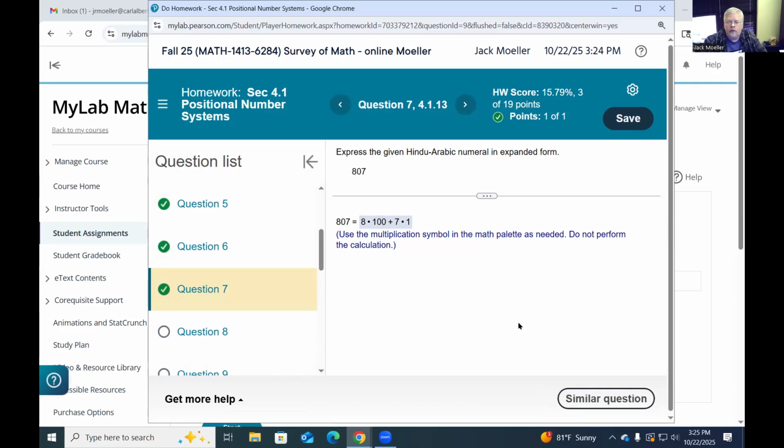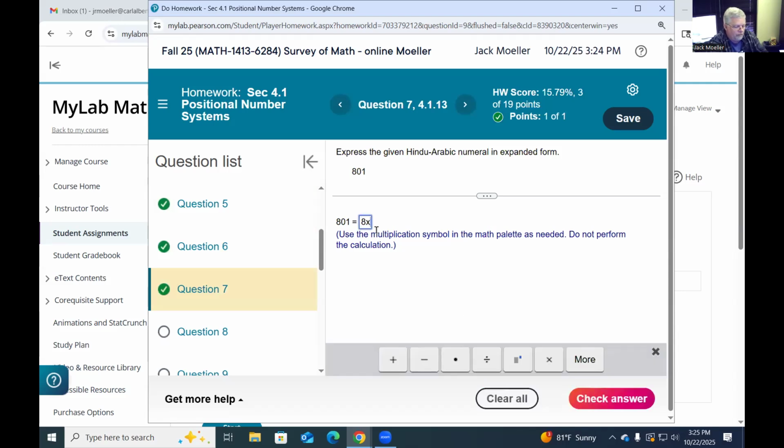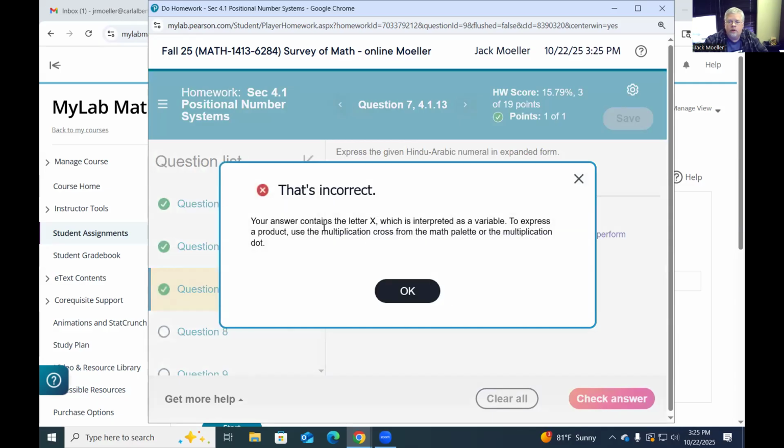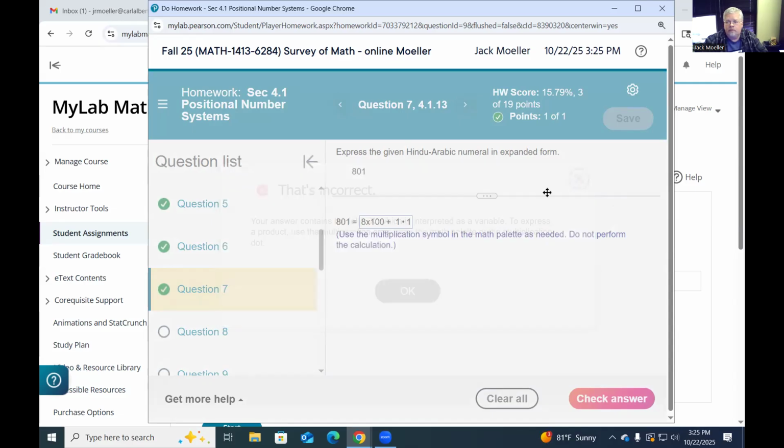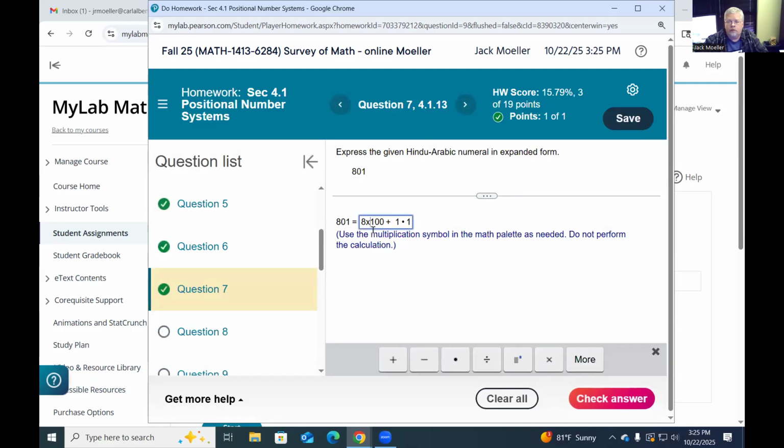The other thing to remember is don't use X, because it will definitely count that wrong, because your answer contains the letter X. You think it means multiplication, but MATLAB is interpreting that X as a variable. So do not use X's for multiplication. Either use the multiplication dot from the button palette or the shift 8 star.